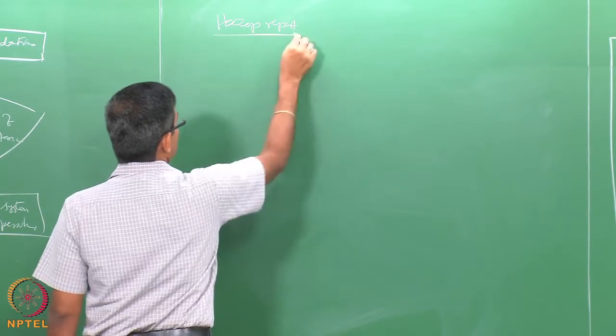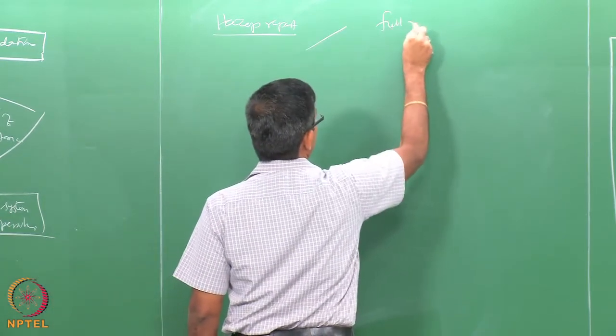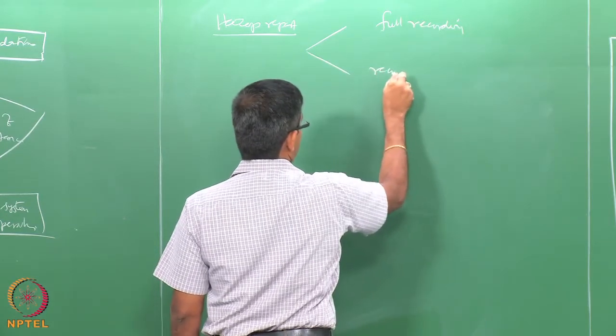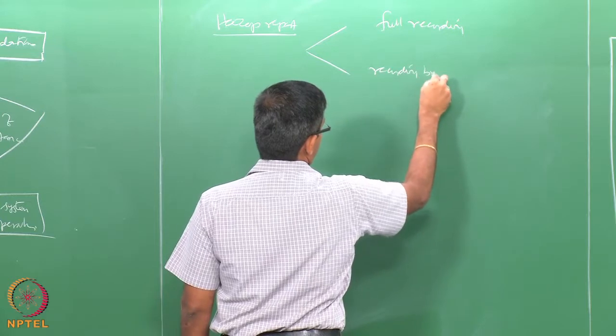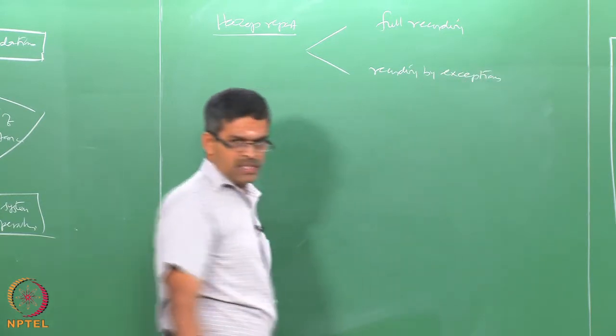Hazop report has two options now. One is what is called full recording, the other is recording by exceptions. Let us see what this is.